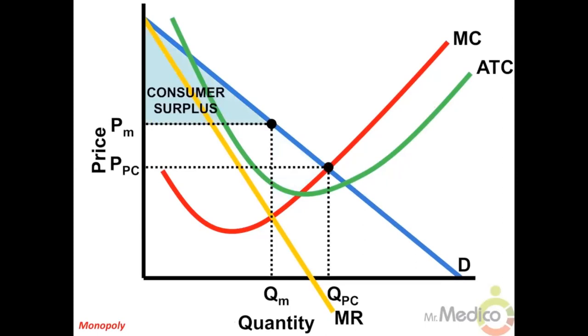In the next graph, you can compare the monopoly price and output to the perfectly competitive price and output. The perfectly competitive consumer surplus is the area under the demand curve and above the PC. The consumer surplus under monopoly is the shaded triangle.